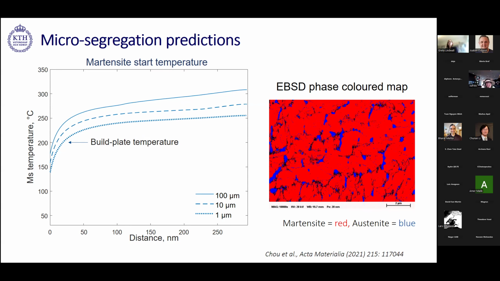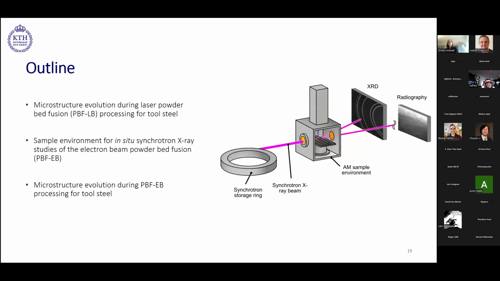So that was the first part, on the microstructure evolution during laser powder bed fusion of this steel. Next we would like to see how we can do this for electron-beam powder bed fusion. But for this, we need a sample environment that can handle it. We have had a project where we developed and constructed a sample environment for this. So I will present this work and show some of the capabilities.